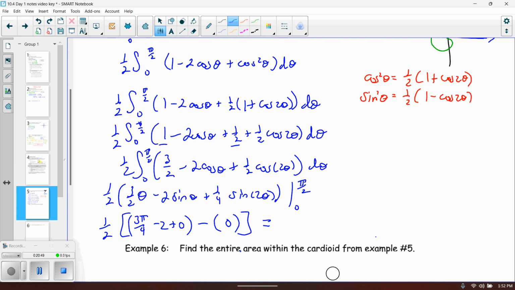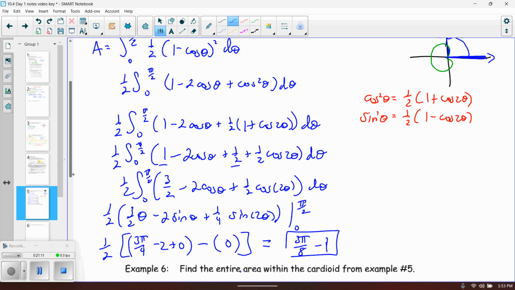So now all we have to do is distribute our 1/2 through, and we're going to get 3 pi over 8 minus 4. I'm sorry, minus 1. 1/2 times 2 is definitely not 4, it's 1. There is our area of that tiny little sliver of the cardioid up there. 3 pi 8ths minus 1.